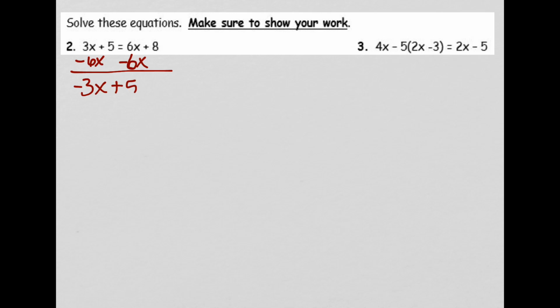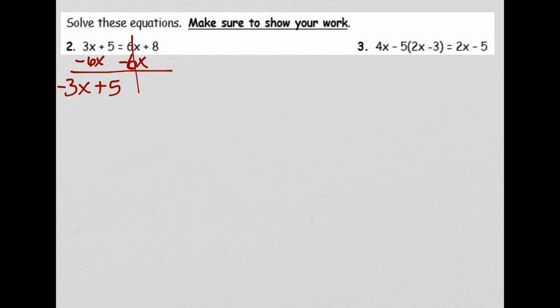And then the plus 5 is still there. Those added up to 0. Let me move this over a little bit. I'll tell you, I have quite a few pet peeves when it comes to solving equations, and one of them is when kids just do that, and then they call it cancel.